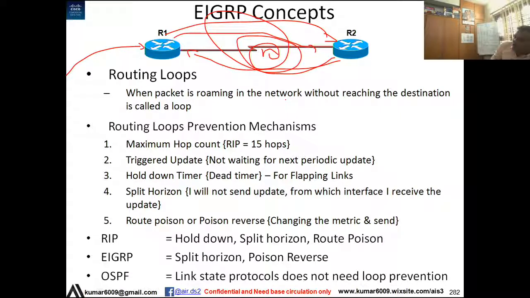There are some automatic prevention mechanisms, like maximum hop count, triggered update, hold-down timer, split horizon, route poisoning, poison reverse, like that. I'll tell you one by one. The first point is very simple. I will fix a maximum hop count. What is the maximum for RIP? Yes. So whenever I get a route with more than 15, it shows 16, 17. It says 16 hops it has to go. Then I know it is a loop. I will drop the packet. One mechanism to avoid the routing loop.